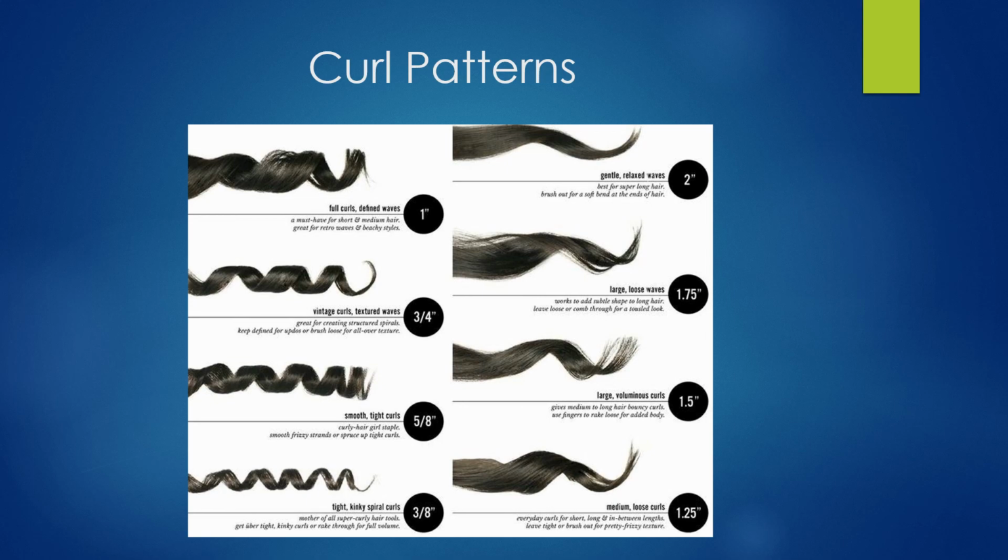Now we'll take a look at this diagram. It shows the curl or wave produced depending on the size of the rod. If you notice, the smaller rods, the 3/8 of an inch, produce a tight, kinky spiral curl, whereas the 1.5 inch rod produces a large, voluminous curl, which is almost a wave.